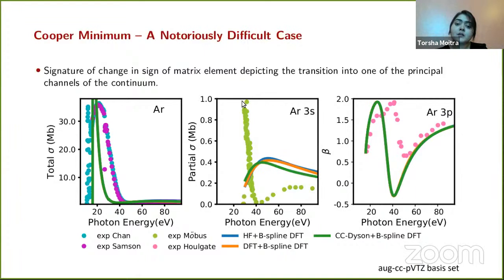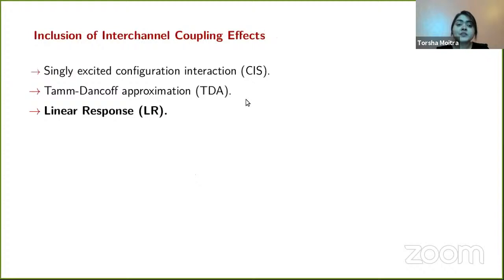photoionization cross-section. The simplest approach of including interchannel coupling effects while still being within the single determinant form for the bound state is the singly excited configuration interaction, CIS, or the Tamm-Dancoff approximation, TDA. Linear additional correlation may be included via RPA in the linear response framework. This still conserves the essential CIS structure of the excitation. Similarly, the equivalent formulation for DFT is the TDDFT approach, which we use.